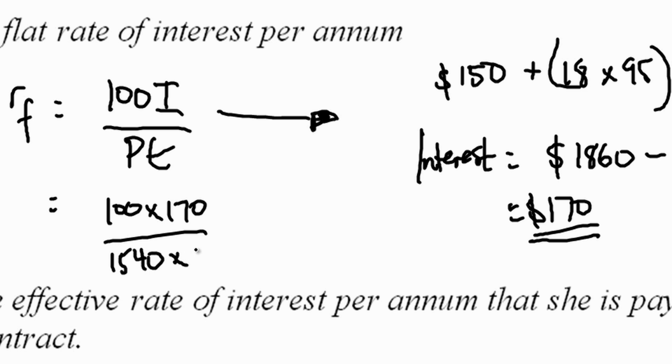Now it says 18 months. 18 months, you divide it by 12, you get 1.5 years. That's what 18 months is, 1.5 years. So when we work this out, we get a flat interest rate of 7.36% per annum.